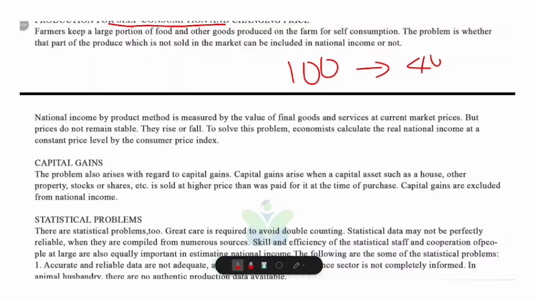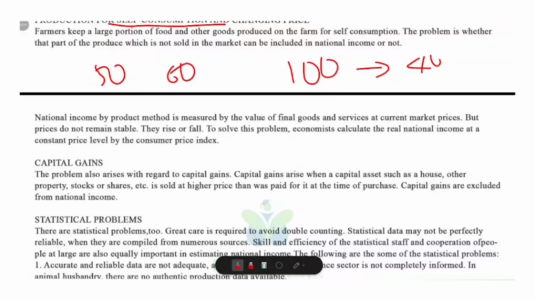Prices of goods and services change over time. For example, if rice cost rupees 50 per kg last year and rupees 60 per kg this year, national income in current prices will appear higher, even if production didn't increase. So what's the solution? Economists calculate real national income. It adjusts for price changes to show the true growth of production, and it is done using constant prices or a price index like the consumer price index, CPI, and so on.